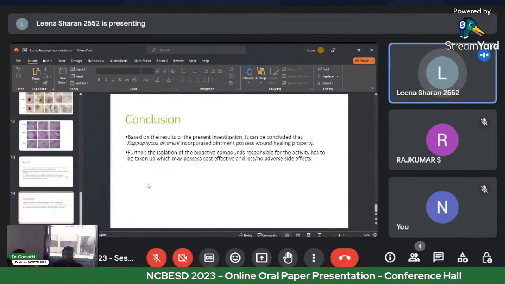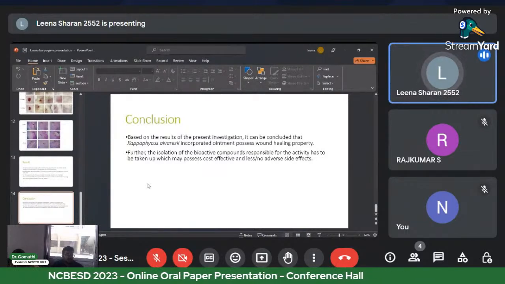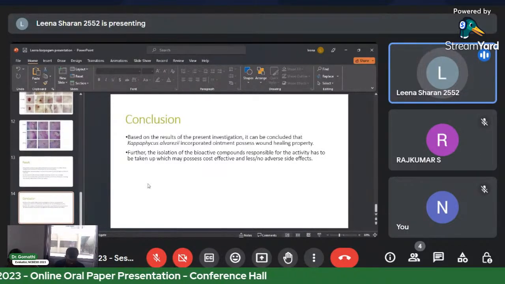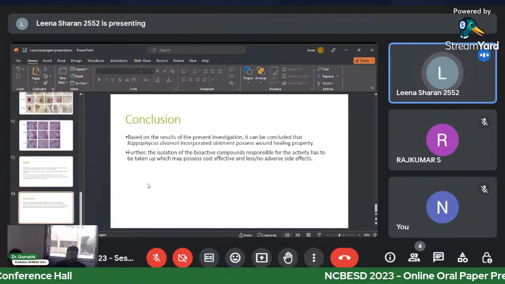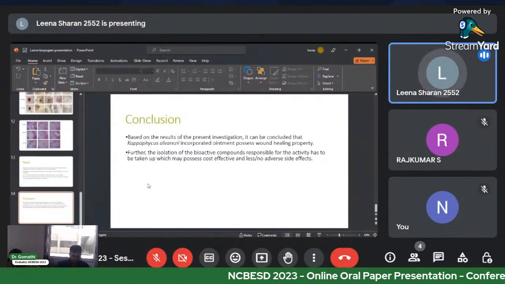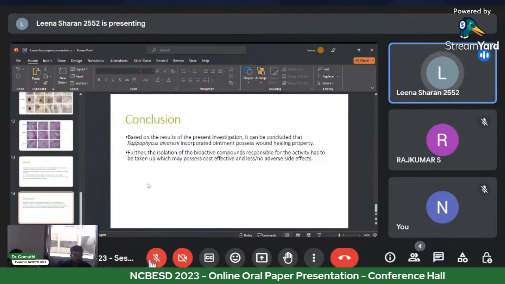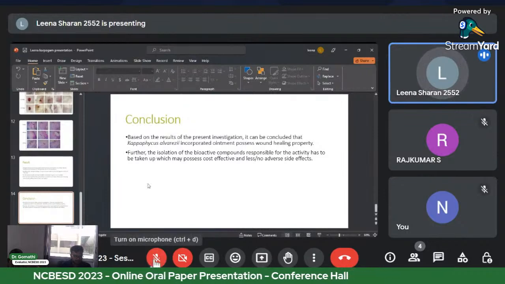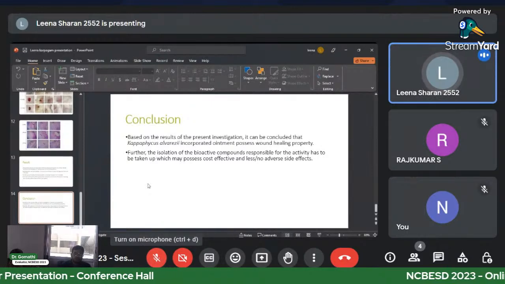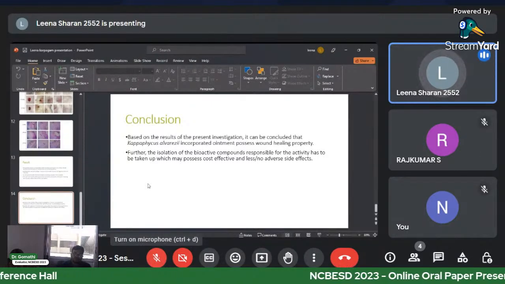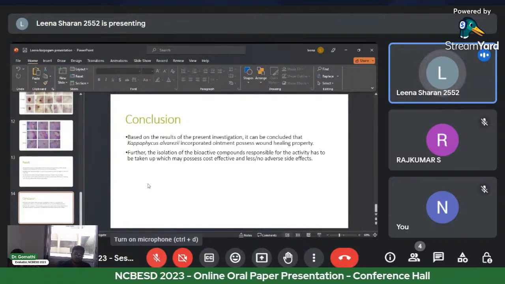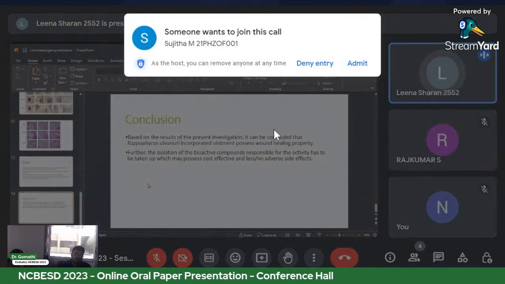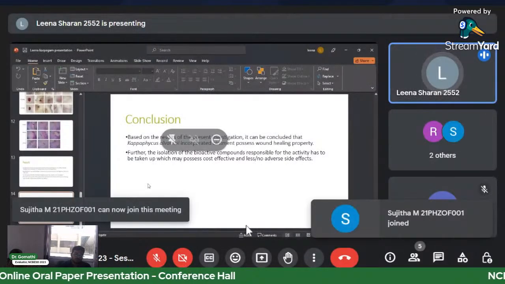The conclusion can be based on the results of the present investigation. It can be concluded that Kappaphycus alvarezii incorporated ointment has wound healing property. Further isolation of bioactive compounds responsible for the activity has to be taken up, which may possess cost-effective or less or no adverse side effects. We can also focus on other modes of drug delivery. For example, we had ointment here. We can also focus on preparing hydrogels or nanoparticle incorporated hydrogels for wound healing with Kappaphycus alvarezii as bioactive component.